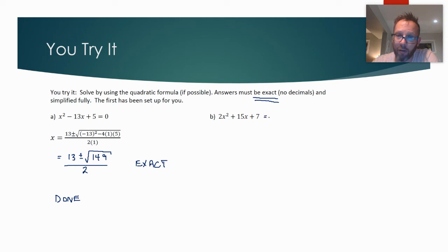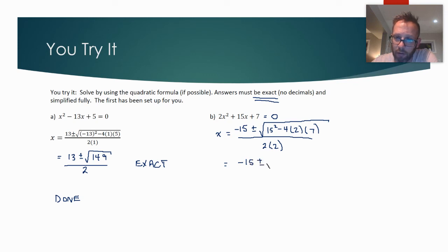Of course, I've forgotten the 0 here. So let's try this one. So x equals -15 plus or minus the root of 15 squared minus 4 times 2 times 7, all divided by 2 times 2. So we get -15 plus or minus. So let's see what we get. Do we get a perfect square number, or do we get something like root 149 again, where we're just done? Or maybe we get something we can simplify.